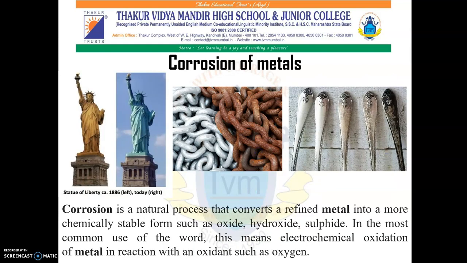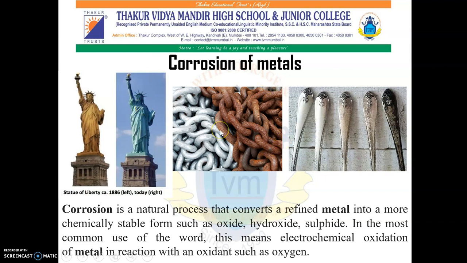What is corrosion of metals? Corrosion is a natural process that converts a refined metal into a more chemically stable form such as oxide, hydroxide, sulfide, etc. In the most common use of the word, this means electrochemical oxidation of metal in reaction with an oxidant such as oxygen.